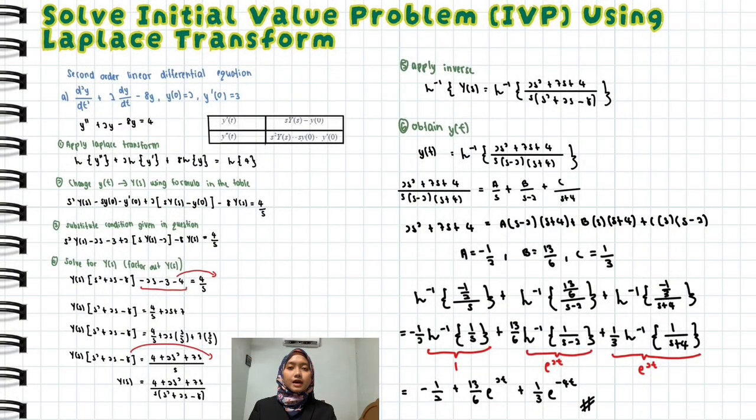Lastly, now let's see how Laplace transform can be used to solve an initial value problem. In this example, we are given a second-order differential equation together with its initial conditions y(0) is equal to 2 and y'(0) is equal to 3. First, we apply the Laplace transform. Then, we change y(t) into Y(s) using the formulas in the table. After simplifying the equation, we solve for Y(s), which means factorizing Y(s). Next, we apply the inverse, and the last step is to obtain y(t).